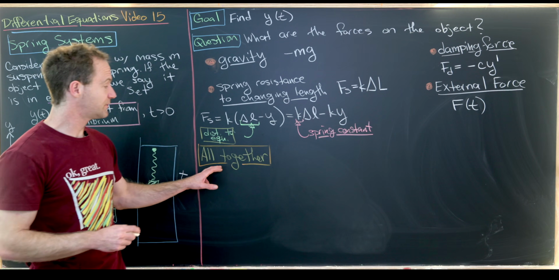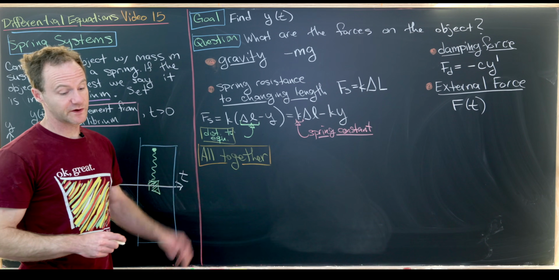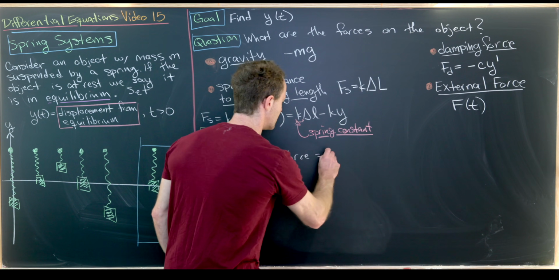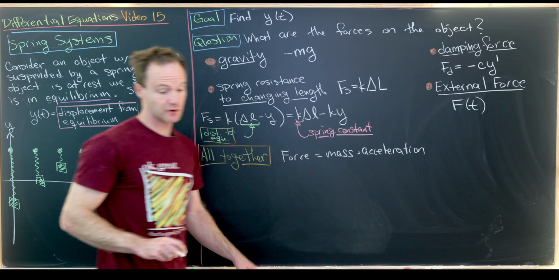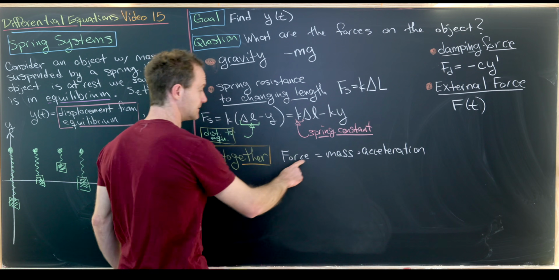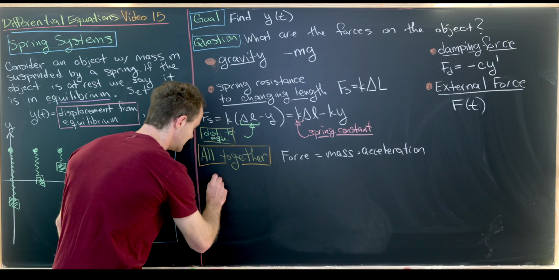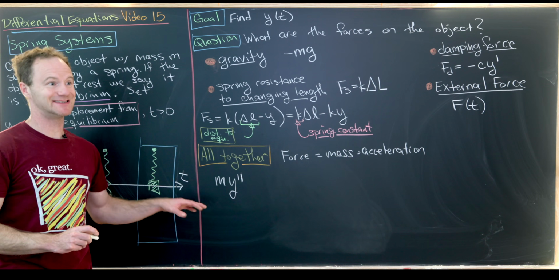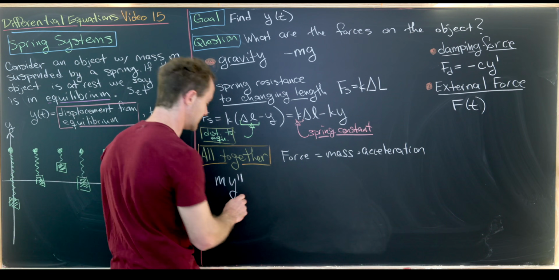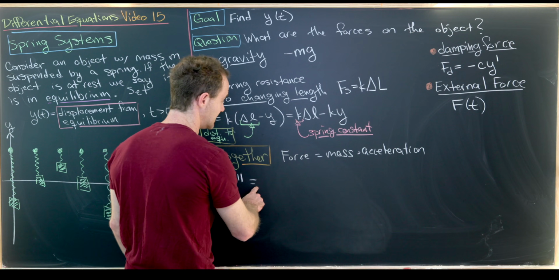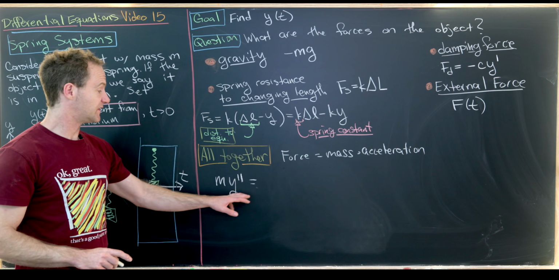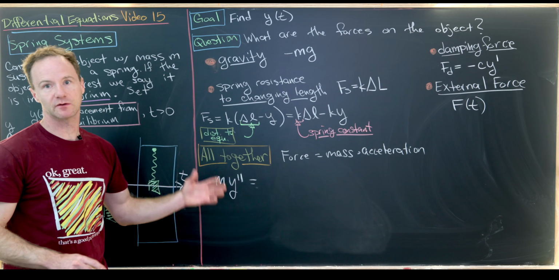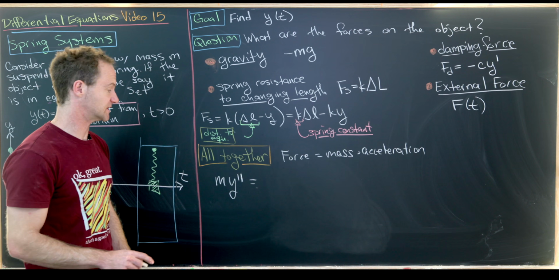Okay, so now let's put all of this together along with Newton's second law of motion, which says force equals mass times acceleration. So that means we can set up a nice equation. So mass times acceleration of the object is m times y double prime, given that acceleration is the second derivative of displacement. So like I said, this is going to be equal to the force, but then the force will be the sum of all of these forces over here. So that'll be all of the forces acting on the spring.